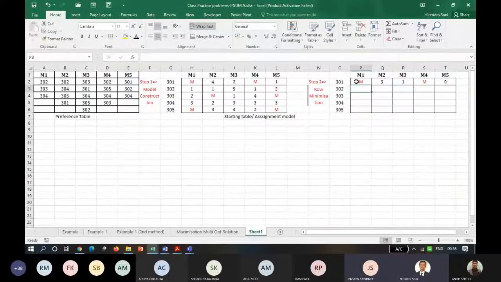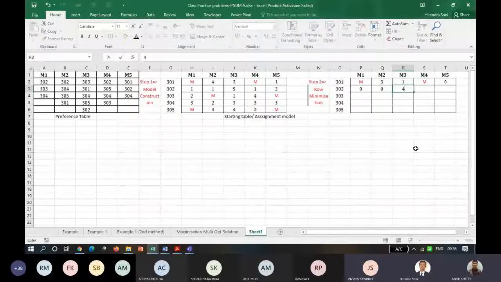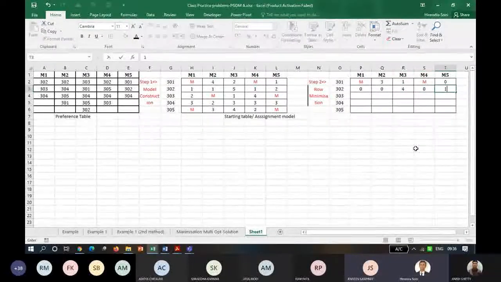Let us look at this one now. इस रो में क्या है लीस्ट वैल्यू? 1. So 1 minus 1? 0. 1 minus 0? 1. 5 minus 1? 4. 1 minus 1? 0. 2 minus 1? 1. Very good.